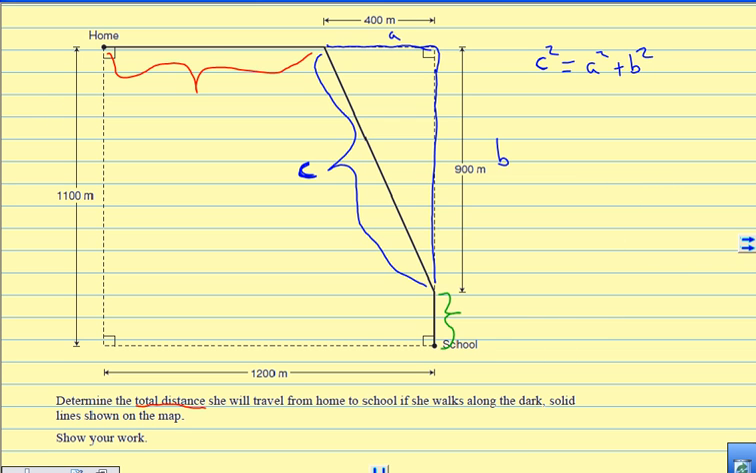I'm going to leave the rest for you to solve on your own. Okay, don't forget to show your work.